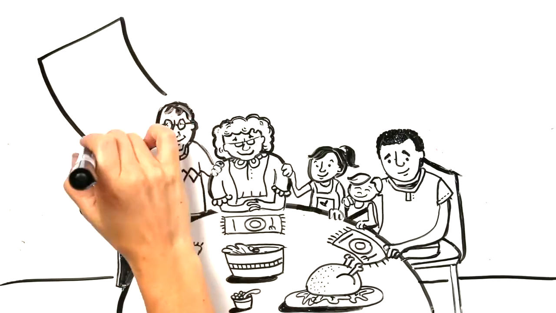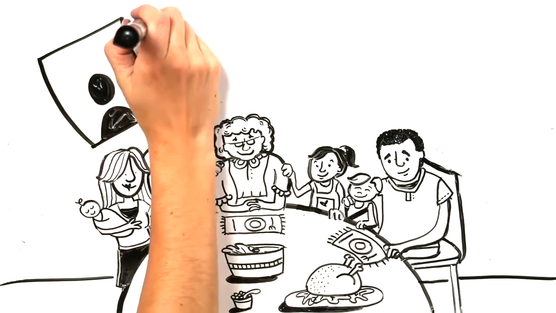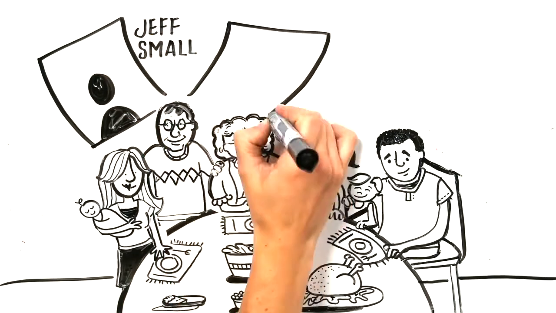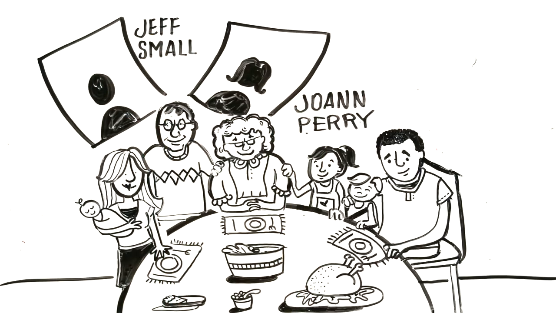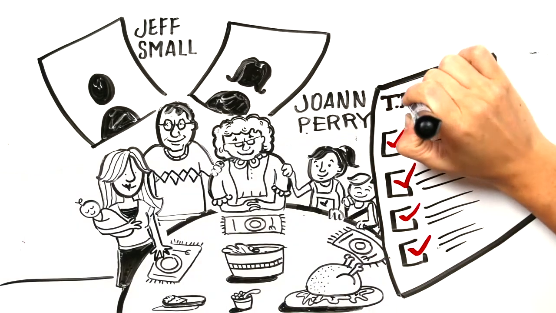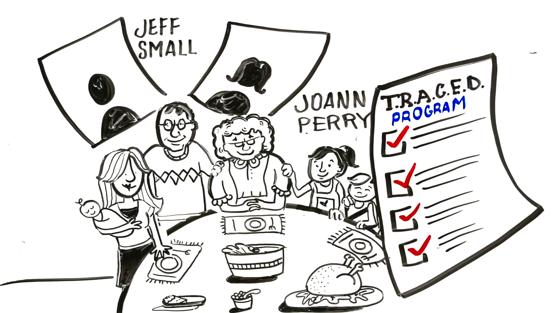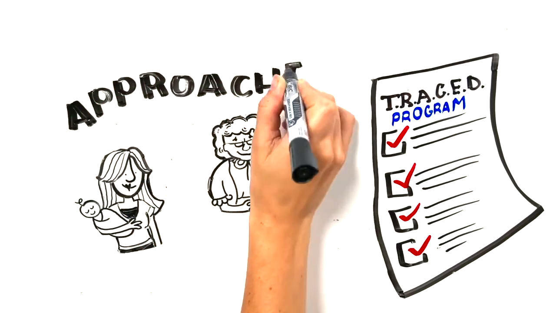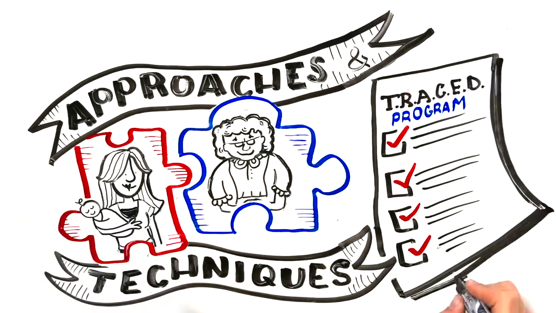Several of these strategies come from a program developed by Professors Jeff Small and Joanne Perry called Training in Communication Enhancement for Dementia, the TRACED program. The strategies are a combination of compensatory approaches and connecting techniques.